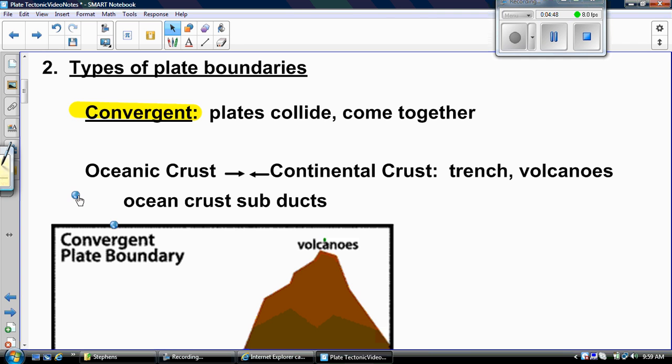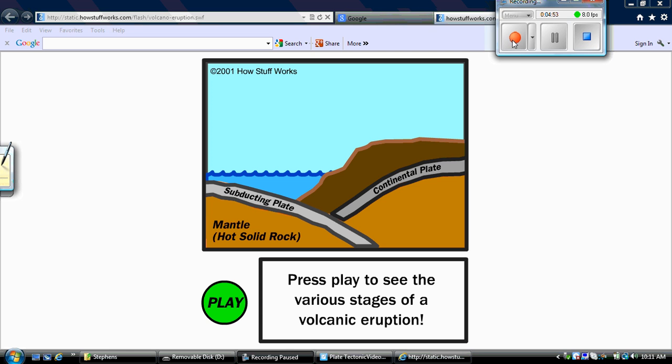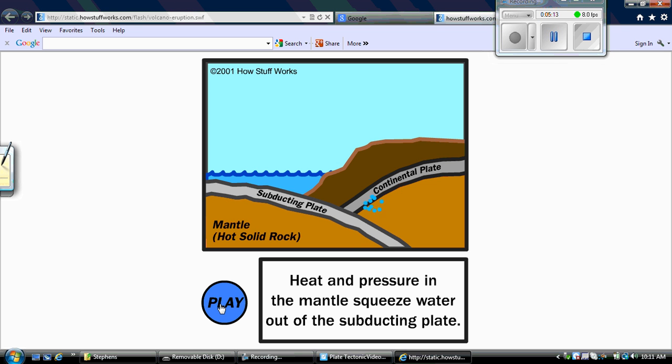So let me pull these up. Okay, so when an oceanic plate and the continental plate collide, the oceanic plate, remember, is thicker, it's heavier. It has the ocean on top of it. So what it does is the oceanic plate actually subducts underneath the continental plate. So that's what I'm going to show you right now. So the oceanic plate is going to subduct underneath.